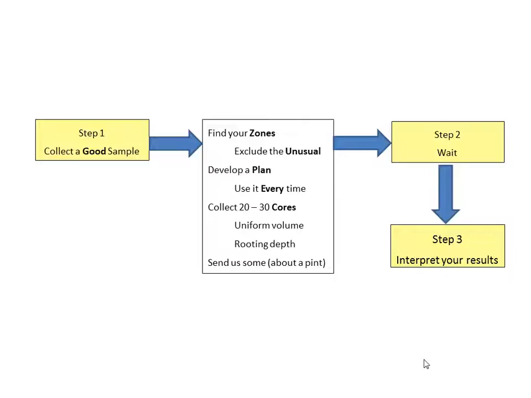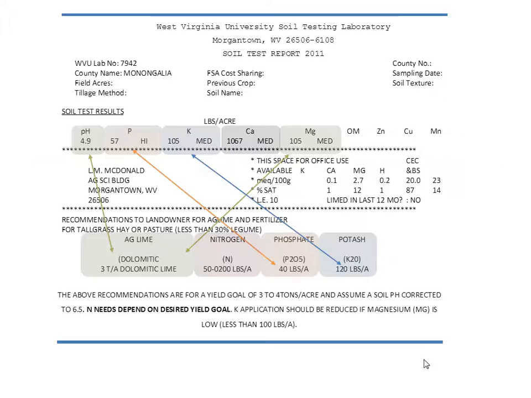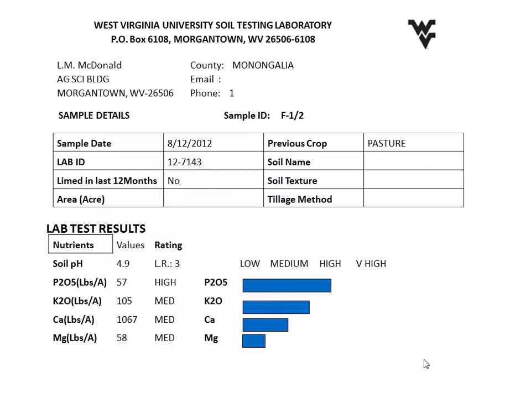We'll talk about how to collect a good sample, and then we'll walk through what a soil test report looks like. This is our old report. Some of you have seen those. Most of you have probably seen those. We have a new report. Maybe a handful of you have started to see these come to you. We'll talk about both of them, but the main example I'm going to use is the old one because I'm assuming that's the one you're the most familiar with. But the same information is there, and I'll show you where to find it on each report.